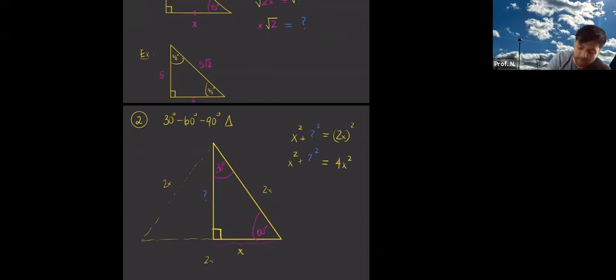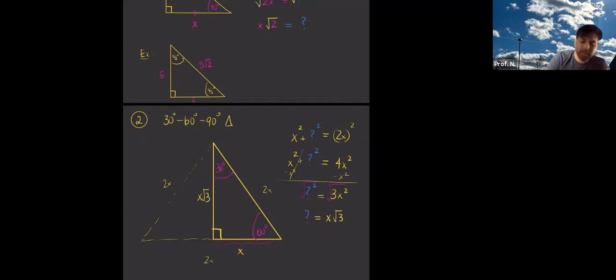I want to find what the question mark is, so I have to subtract both sides by x squared. So I get that I don't know squared equals 3x squared. Take the square root on both sides. And what do I get? I get the square root of 3x squared, but I can take the square root of x squared and it becomes x. So actually this here is x rad 3.